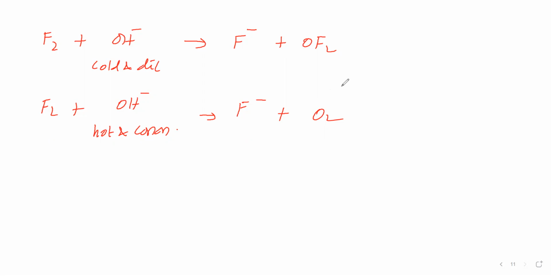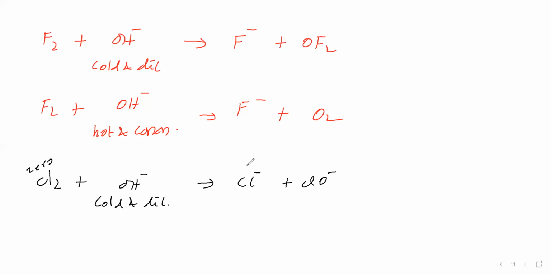Next, we will see chlorine's chemical properties. Chlorine with alkali, cold and dilute. Cl2 is converting into Cl minus and ClO minus. Here the chlorine oxidation number is 0, here -1, and here +1. That means a disproportionation reaction is possible.